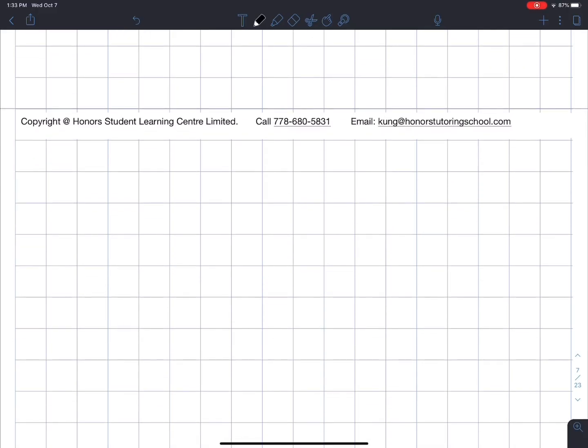The next one is 7f. I have 24 over 28 and 6 over 7. Same idea, 28 and 7. I can divide both of them by 7. I get 4 and 1. So lowest common denominator is 7 times 4, which is 28.